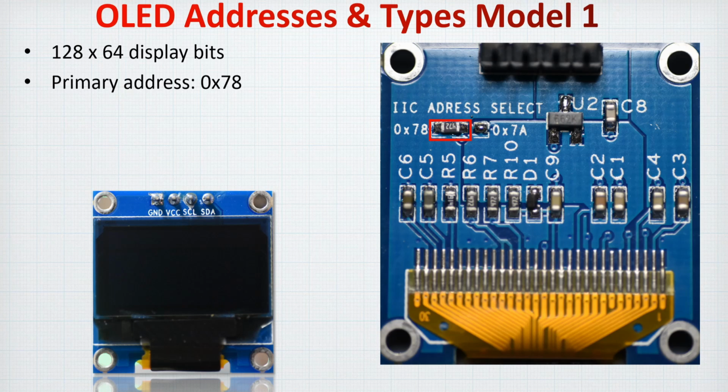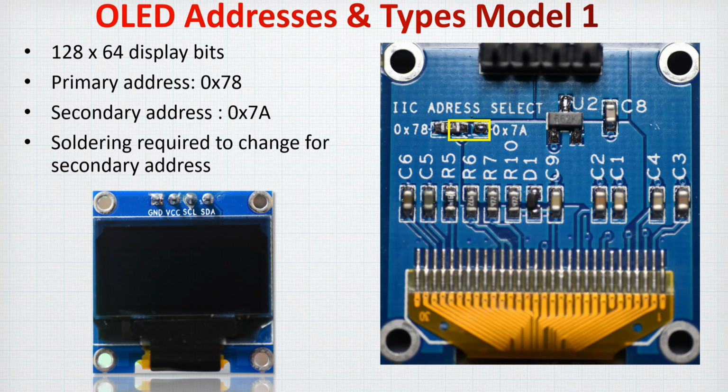However, you can use another secondary address, which is the hexadecimal 70A, by unsoldering the previous one and soldering within the yellow arrow. So you have to change this one manually so you can get the different address. Let me go back quickly on this one.